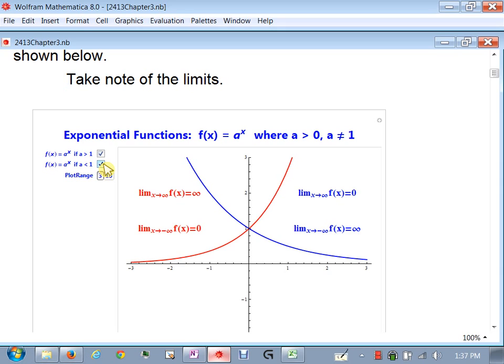What you need to be aware of is how they behave. If I say, what does 3 to the x do as you go out to the right? What is it going to do as I go to the right? It's going to go up to infinity. What does 1/2 to the x do as I go out to the right? It's going to go down to 0, right? And so you have to be familiar with that. That's what this is saying.